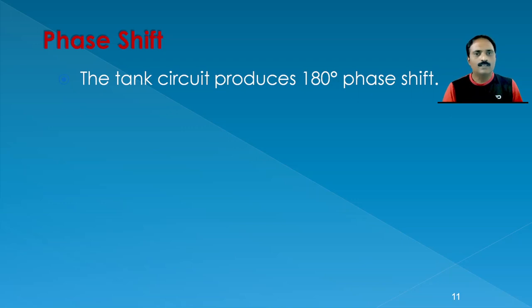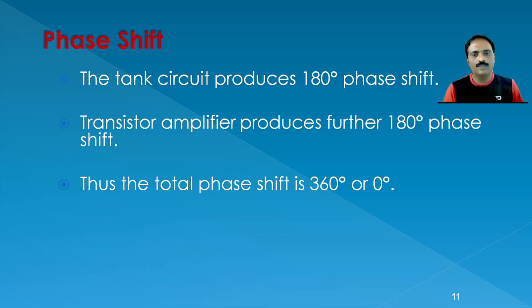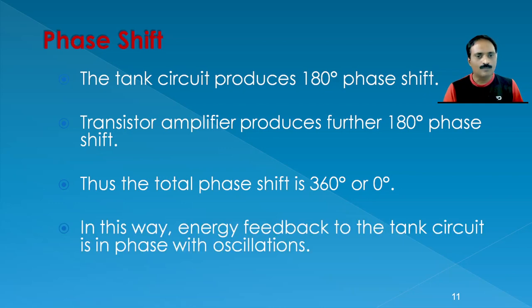So as you know well, the tank circuit produces 180 degrees of phase shift here, and the amplifier further produces 180 degrees of phase shift. Why it produces 180 degrees of phase shift we have discussed in the previous lessons. Please go through that. So hence the total phase shift will be 360 degrees or 0 degrees. So once it is 0 or 360, the energy which is fed back to the tank circuit will be in the same phase with the oscillations.